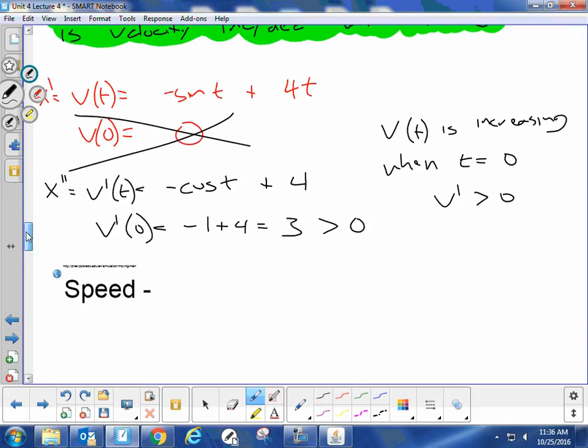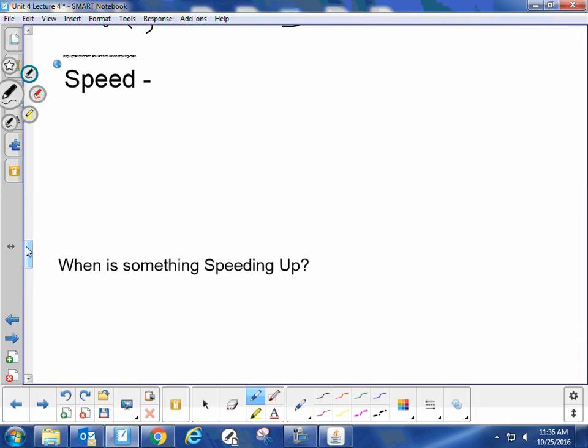Well, now we're going to talk about speed, and speed increasing or decreasing. It actually is a little bit more complicated than the derivative positive or negative. Why? Because speed is the absolute value of velocity. It's velocity without direction.